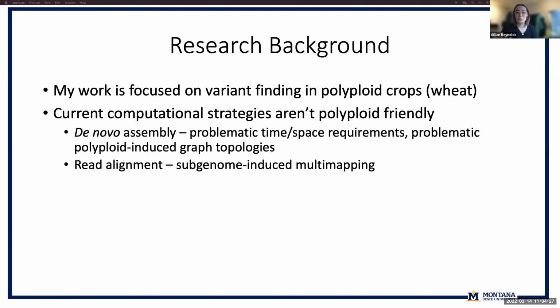Now, the other option that we use is read alignment, and the major problem with polyploids here is subgenome-induced multi-mapping. This is what happens when we have reads that align equally well to one or more of the subgenomes that you have, and so this obviously precludes variant finding too.